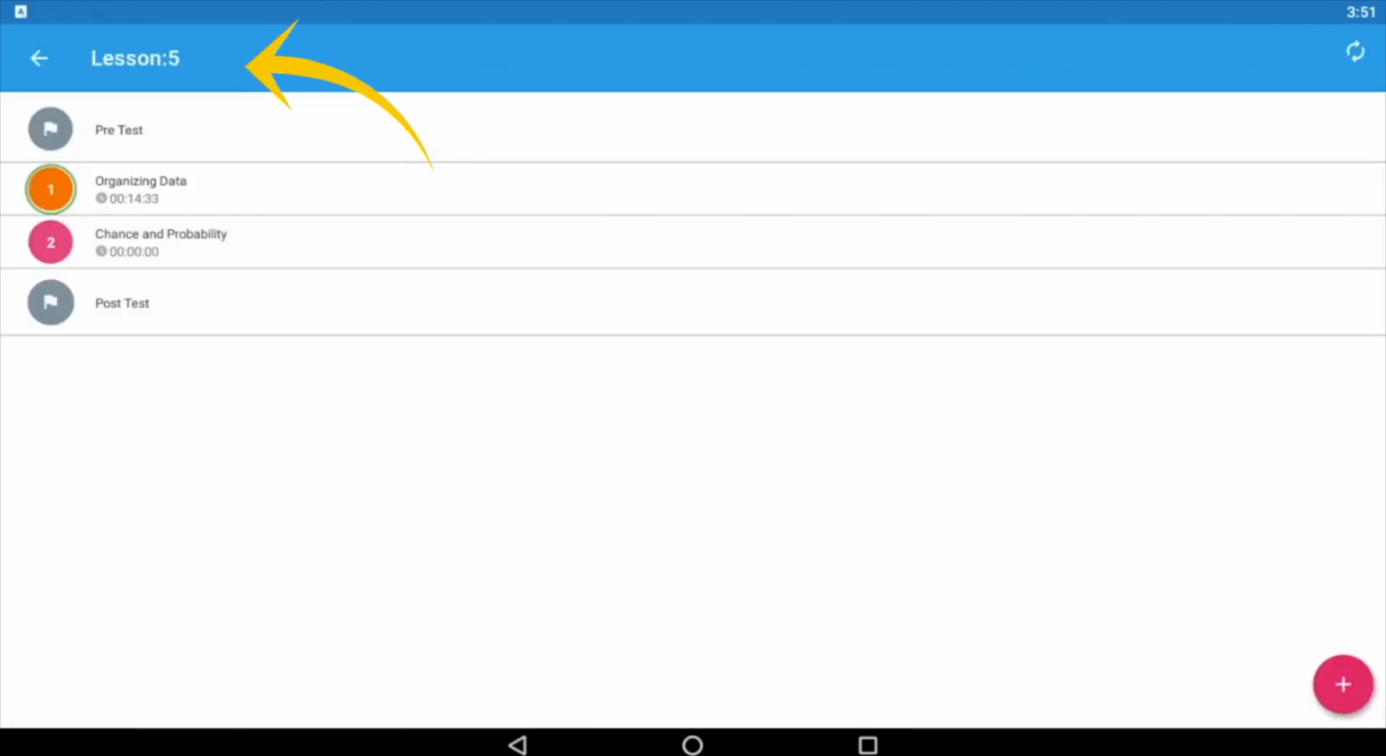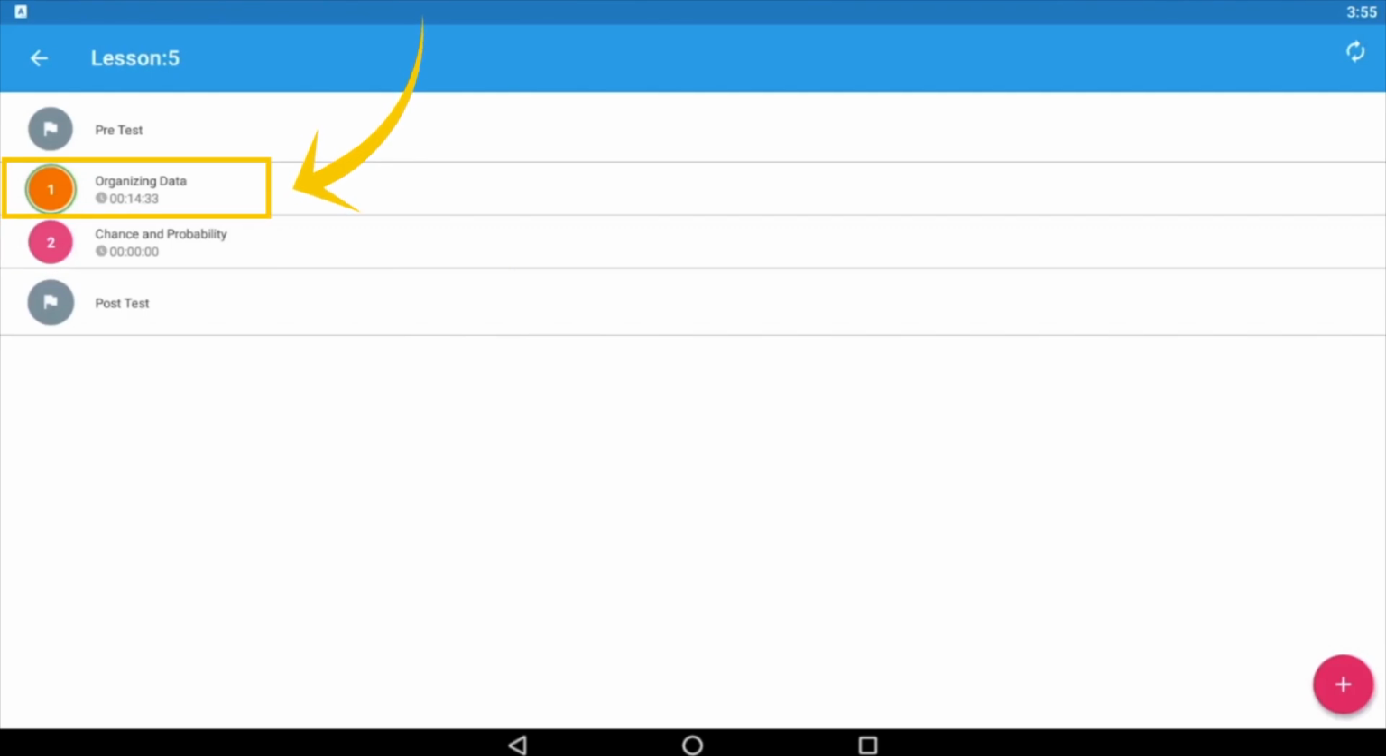Currently, we are looking at data handling, which is Chapter 5 of the Class 8 Maths syllabus. Every chapter has a pre-test and a post-test. The pre-test will assess a student's prior knowledge, while the post-test assesses their performance after progressing through all the content in the chapter. Students should only take the post-test once they have gone through all of the content in the chapter. This chapter contains two topics: organizing data and chance and probability.